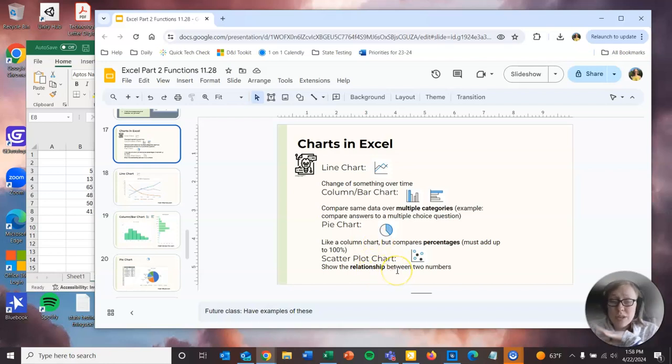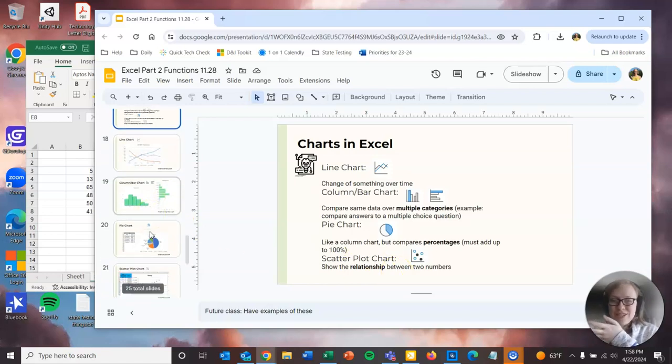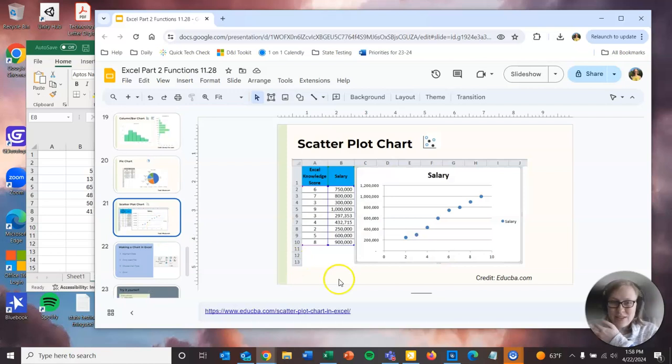Scatterplot chart shows the relationship between two numbers. I feel like Miss Johnson would ask, relationship, what does that mean? So take a look at this chart. We have Excel knowledge, and we have salary. I would love it if this is true; I'm pretty sure these numbers are made up. But you can see the relationship. As Excel goes up, what happens to your salary? Well, it looks like your salary goes up as well. So the higher your Excel knowledge, the higher your salary. Bodes pretty well for you all. But that's what I mean about the relationship between two numbers.